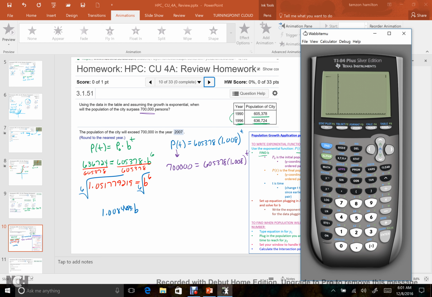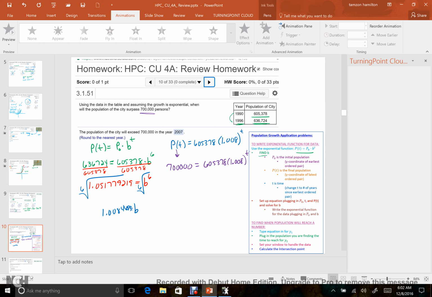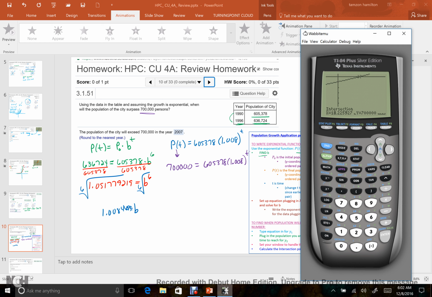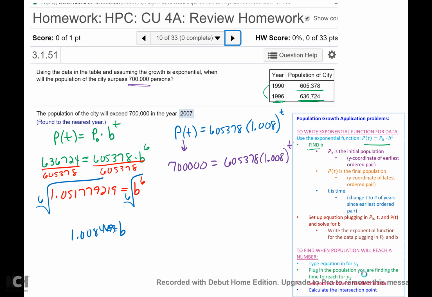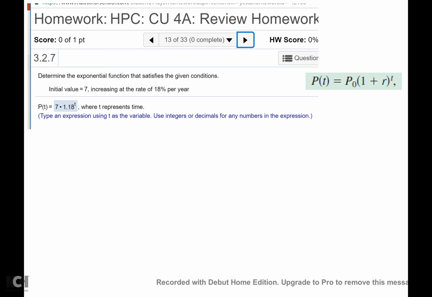So now if I graph, there's my 700,000. There's my exponential function. A little slow. So now we calculate the intersection. And it is when x is 18.2. All right, x is 18.2. So when x is 18.2, the population will be 700,000.